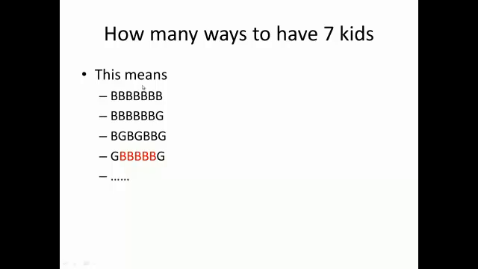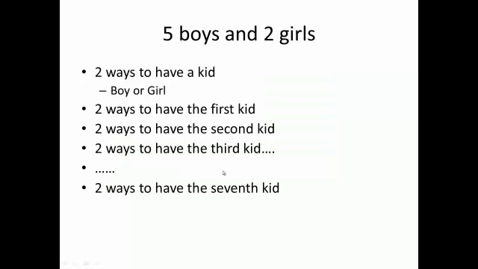Meaning they could have all boys, they could have 6 boys and 1 girl, they could have boy, girl, boy, girl. So in other words, it would take a long time to write all these ways out and then count the ones, like this last one would be one that has 5 boys and 2 girls. How many of these would you have to write out, and then you would have to go through all of them and pick the ones that have 5 boys and 2 girls?